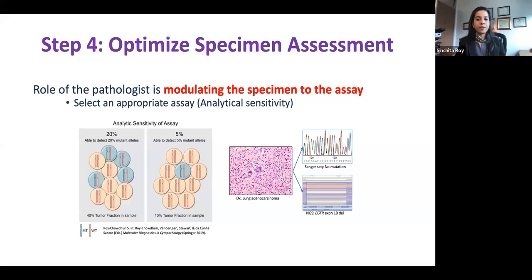For example, this was a lung adenocarcinoma specimen, and you have tumor cells, but you have a lot of non-tumor cells in the background. When this specimen was tested using Sanger sequencing, you could not pick out the mutation because of the noise in the background, because Sanger sequencing is not a very sensitive assay. But when you test that same specimen with next generation sequencing, which has much better sensitivity, you're able to pick out the mutation that was present in this specimen.